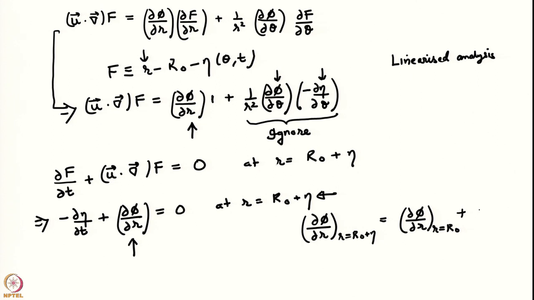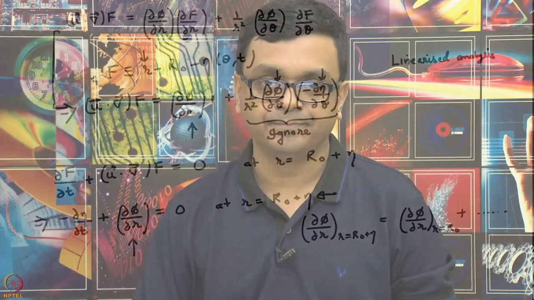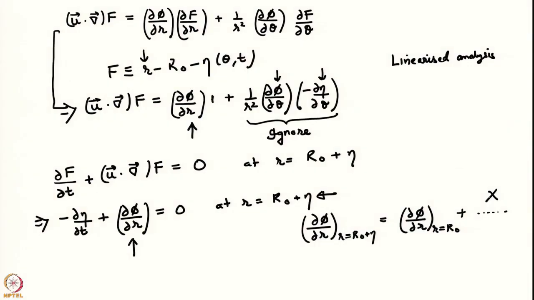So, you will see that there will be a second term in the Taylor series. I leave it to you. The second term will also be evaluated at r equal to r 0, but I leave it to you to convince yourself that the second term will be an order epsilon square term. It will be a nonlinear term because it will involve a derivative of phi and then it will involve an eta. So, the product of those two is an order epsilon square term. We are going to ignore this because this is a nonlinear contribution.